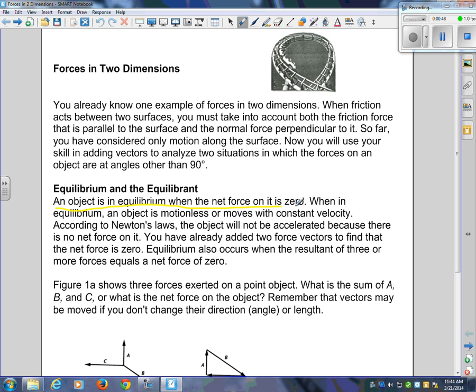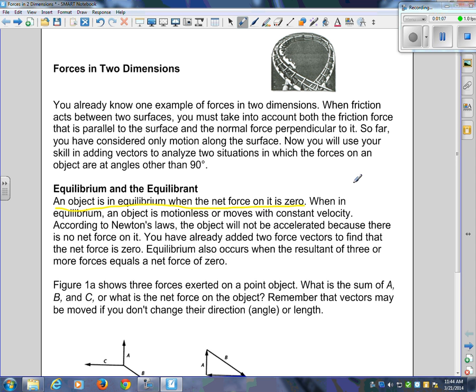Now, does it have to be at rest to be in equilibrium? No. Why not, Mike? You're right, by the way. Because what could it be doing? Constant speed. Constant speed, exactly, right? Net force could be zero. That is still considered equilibrium. It's not considered static, but it is considered equilibrium.